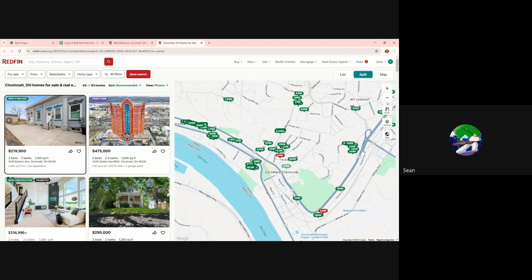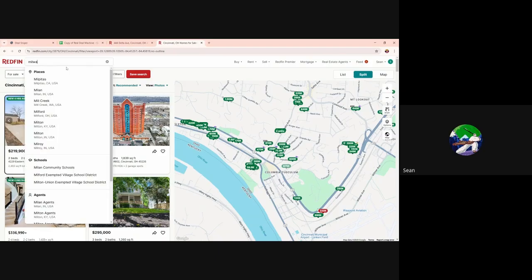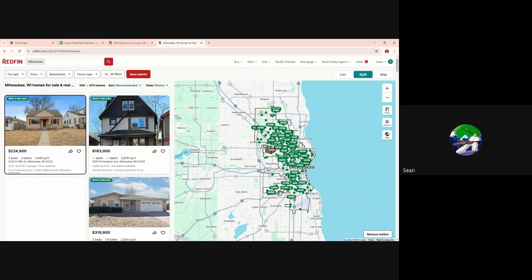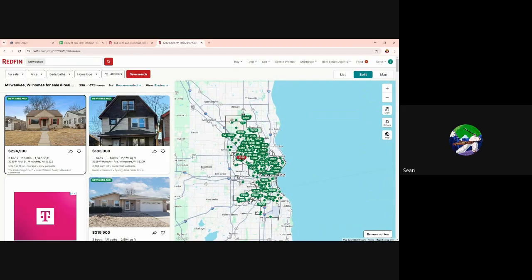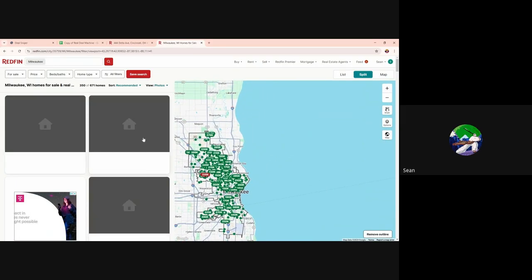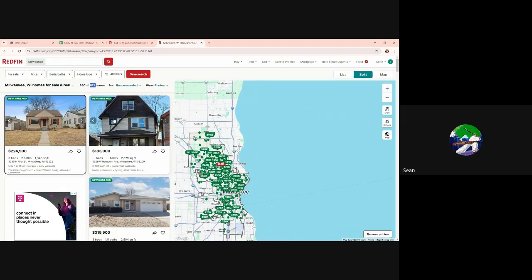If you're somewhere, let's use Milwaukee, for example. I'm going to go there real quick. Now, I completely understand that people don't want to compete with a lot. The less competition you have, the better chance of you locking up. But right now, just in this little part of Milwaukee, there's 671 homes listed.